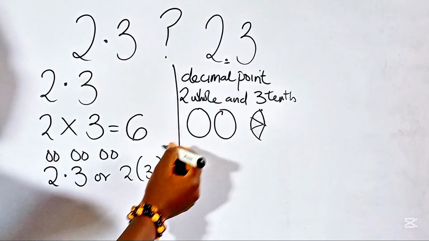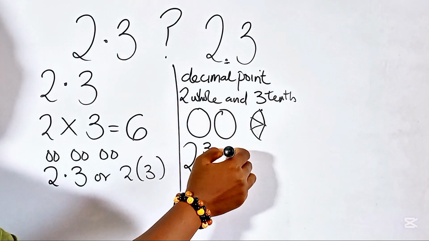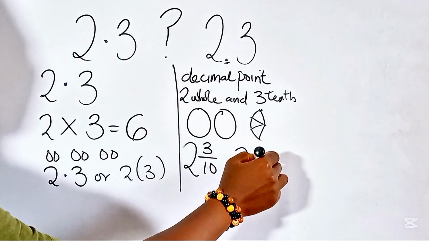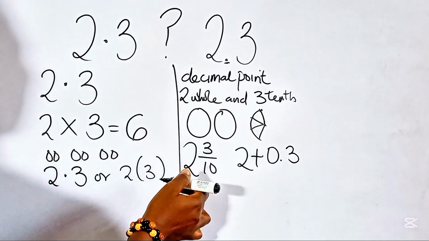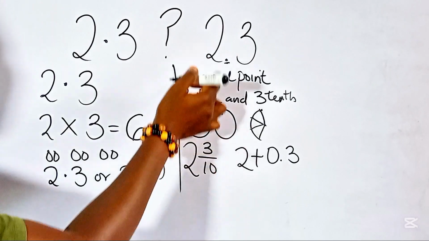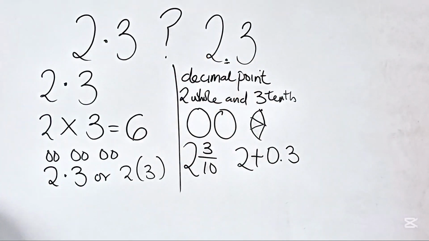So you can write it in this form: 2 whole number 3/10, or 2 plus 0.3. So 2 whole number 3/10, if you convert to decimal, you have 2.3. If you add up, you have 2.3.